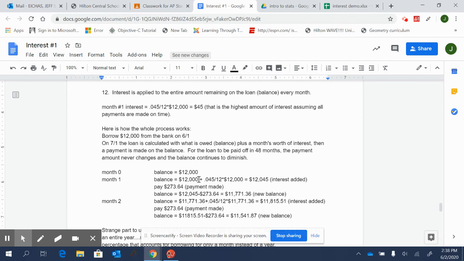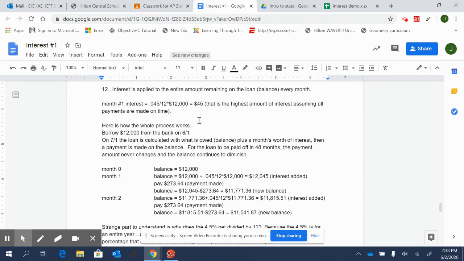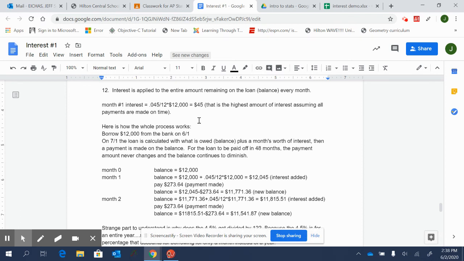To understand interest payments, a lot of people miss this. They don't realize what's going on. The interest is applied to the full balance that is owed. The balance is what's owed. I don't call it principal because the balance diminishes every time you make a payment, right? So the balance at month 0 is the principal of the loan. You borrow $12,000. After the first month, there's a cost for borrowing that $12,000 for that month.